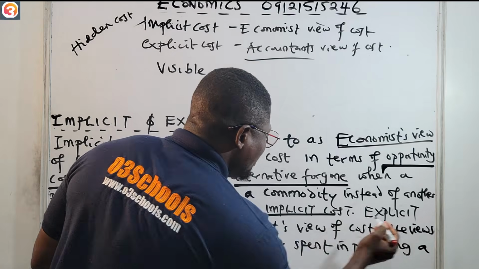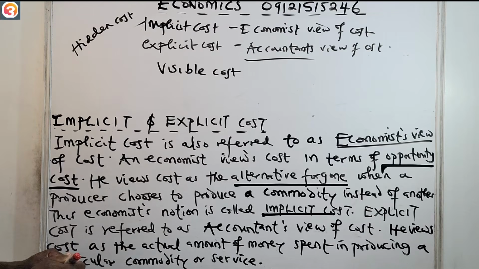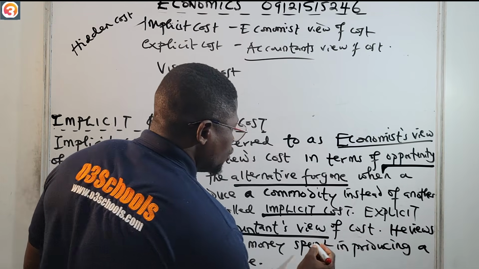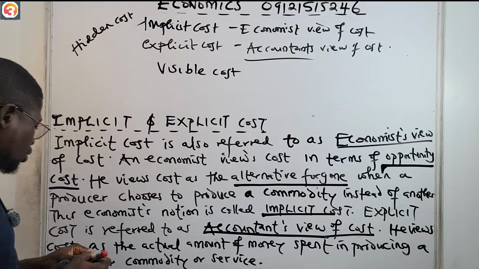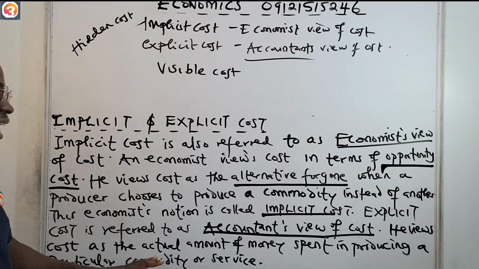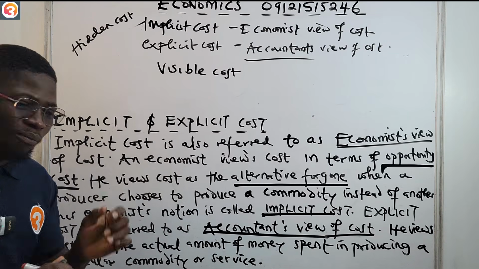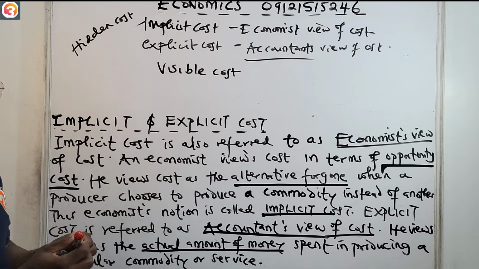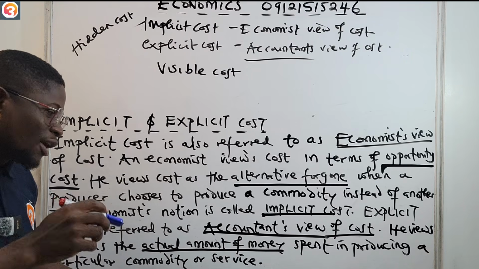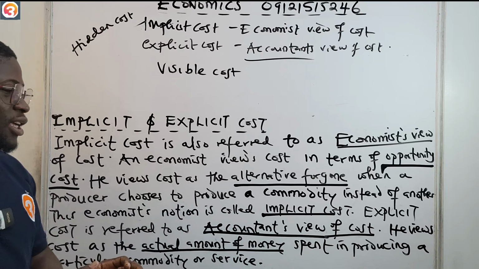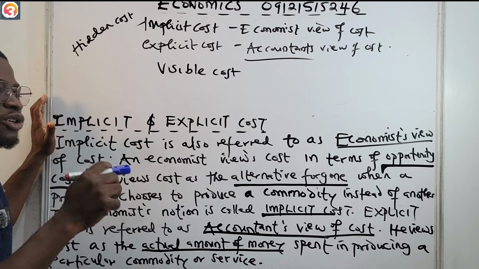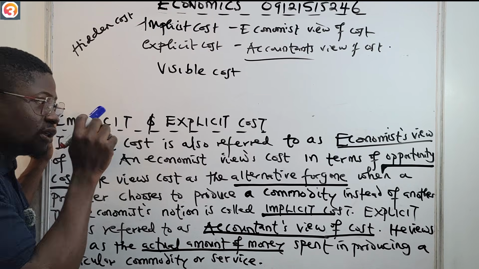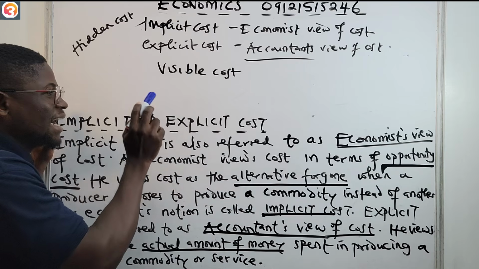So this economic notion is called the implicit cost. Now, the explicit cost, on the other hand, is referred to as the accountant's view of cost. The accountant views cost as the actual amount of money spent in producing a particular commodity or service. So that is what we call explicit cost. You must be able to distinguish between implicit cost and explicit cost.